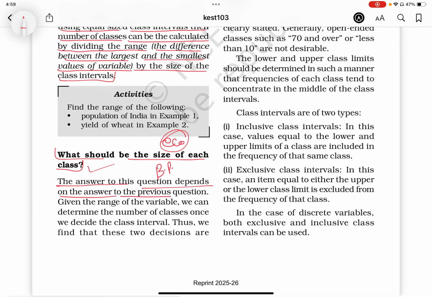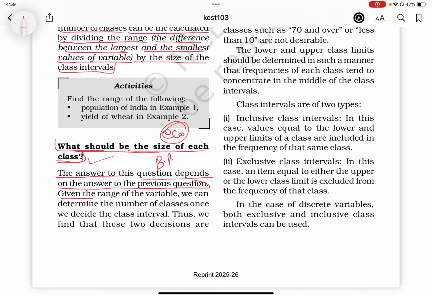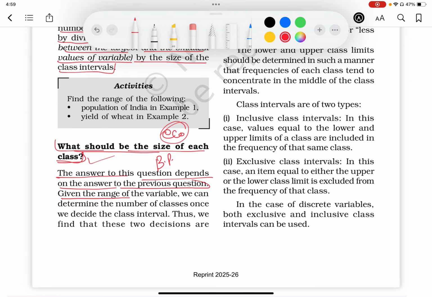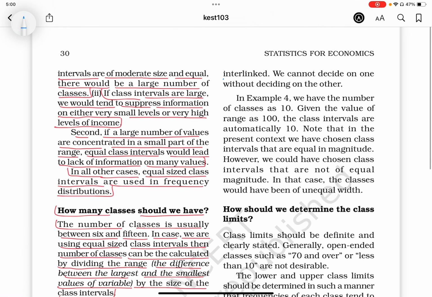The answer to this question depends on the answer to the previous question. What is the question? What should be the size of each class? We have already read this before. Given the range of the variable, we can determine the number of classes once we decide the class interval. Thus we find that these two decisions are interlinked.